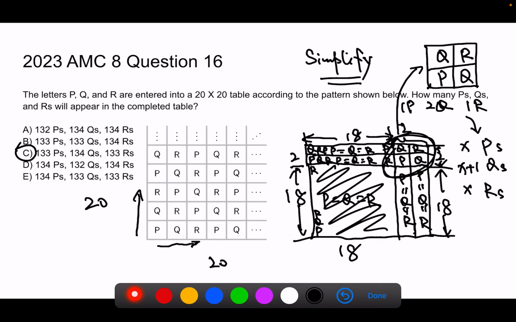So a very messy question from the first look. What you need to do is to simplify it. Change it from a 20 by 20 matrix to the top 2 by 2 corner, which is only 4 cells.